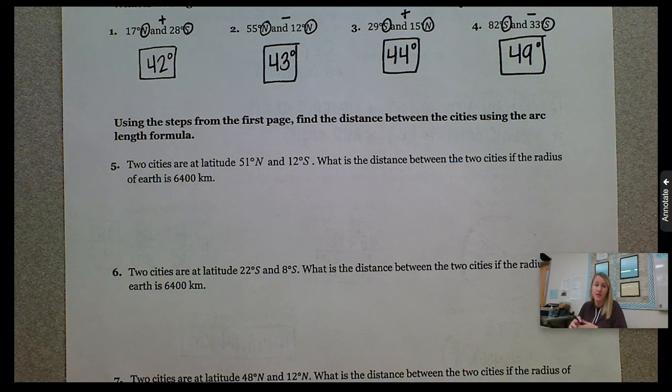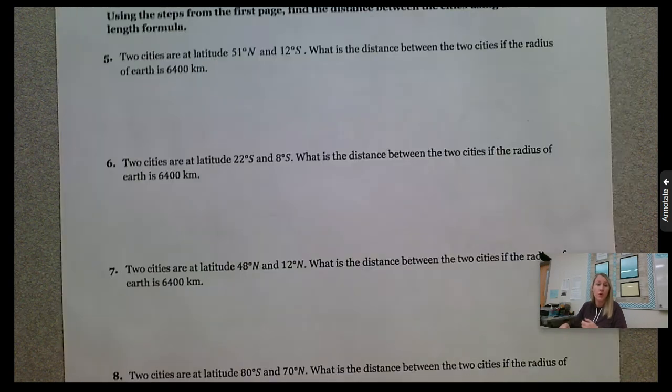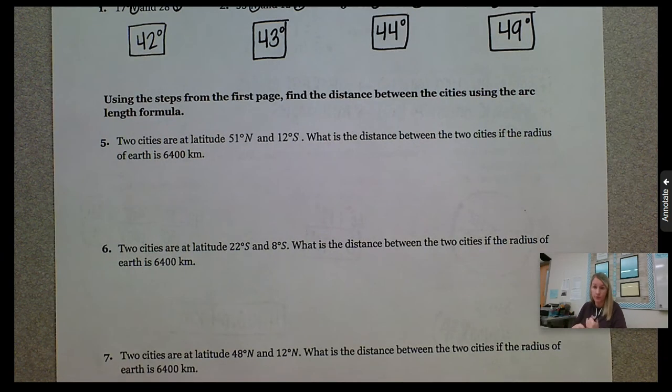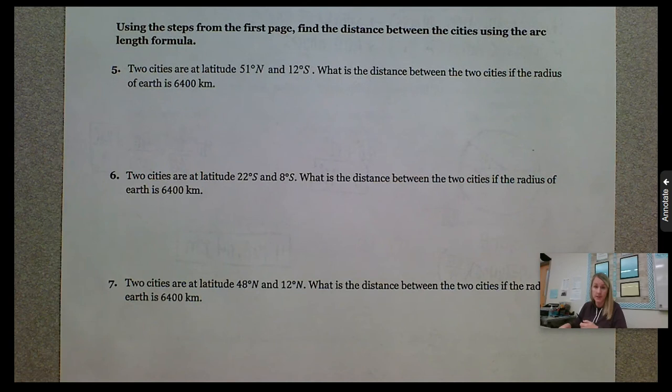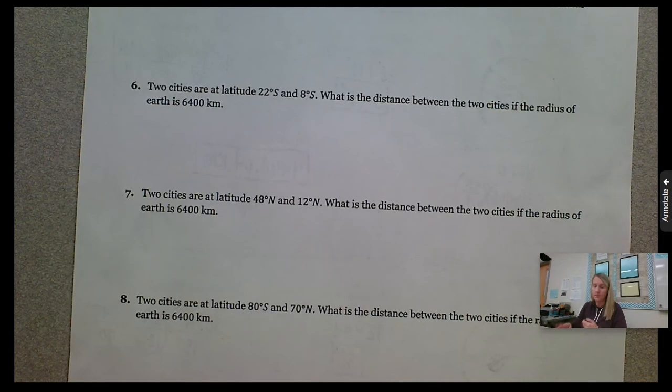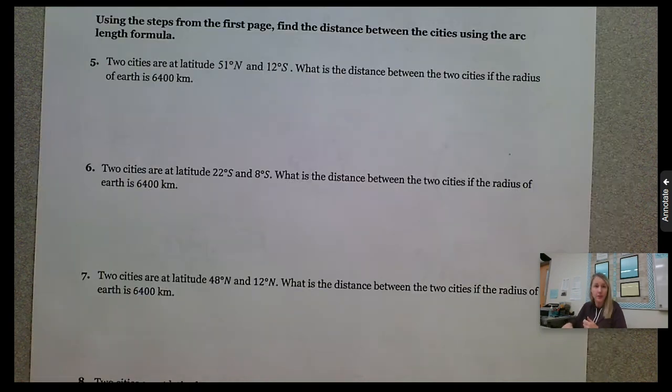Okay, so then we just have a few more examples. I'm going to do number 5 with you. I'm going to have you guys try 6 and 7. There are 2 more at the bottom, 8 and 9. We'll do those as warm-ups next week, so it's okay if we don't finish everything. We'll live, right?